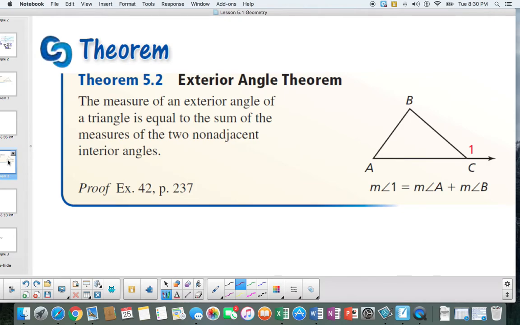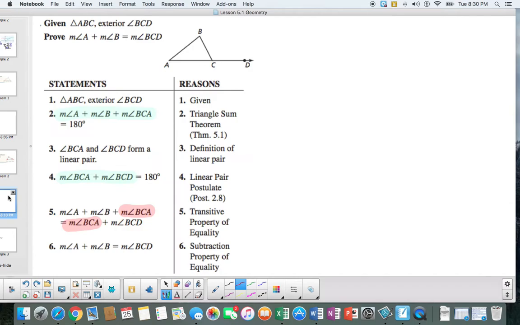Okay, the exterior angle theorem says this, that angle 1 is equal to this angle plus this angle. All right, let's go ahead and go through the proof and see if this makes sense to us. Now we know that all three of these angles, this one, and this one, we know they all equal 180. We also know that these two angles right here form a linear pair. So we know they equal 180.